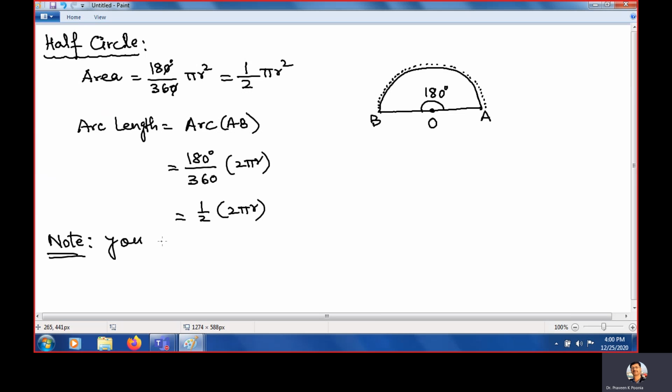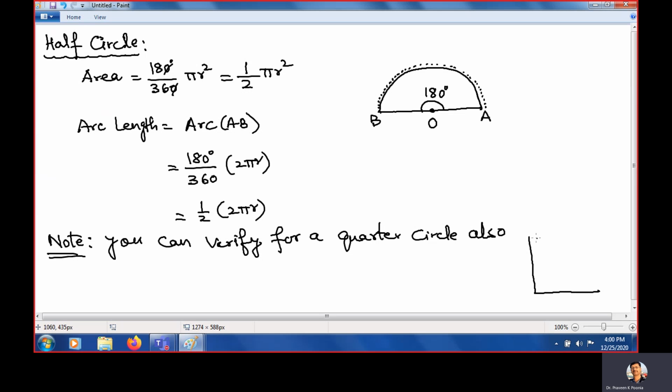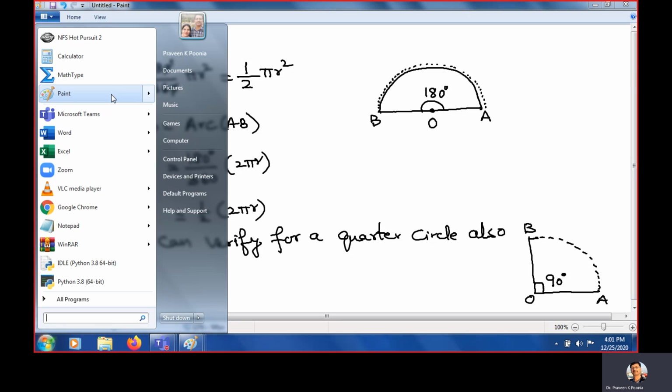And I want to mention, you can verify for a quarter circle as well. What is the angle of a quarter circle? The angle of a quarter circle, this is the quarter circle. Clear? So the angle of a quarter circle is 90 degree. This is O, this is A, and this is B. This is the quarter of a circle. Clear? So this is how you can get it. This is very simple. It is not very difficult. Arc length is only the means. If you want to find this area, you can call it sector area or the arc length. Okay.